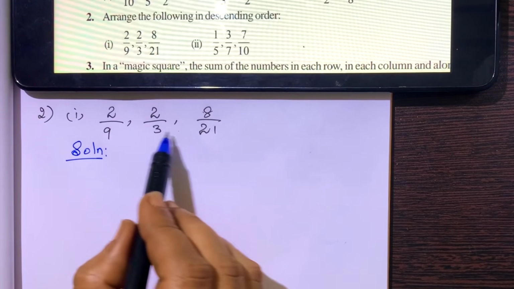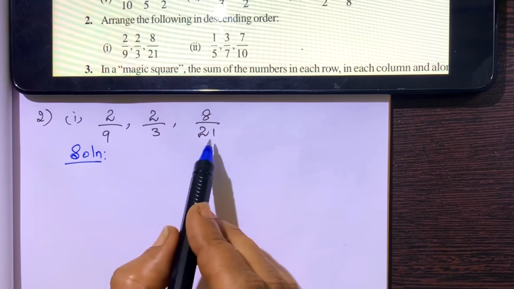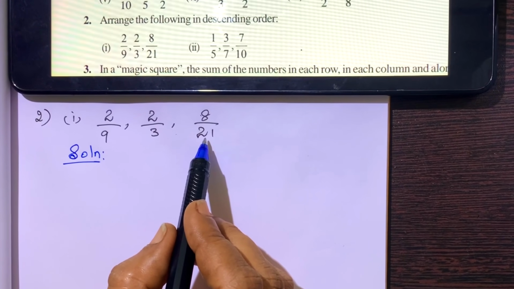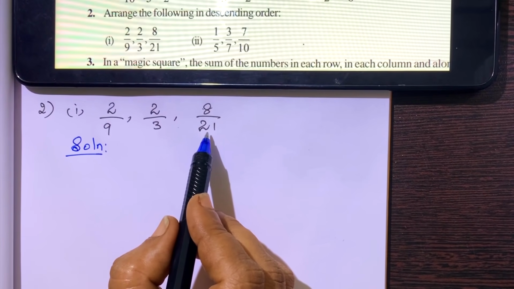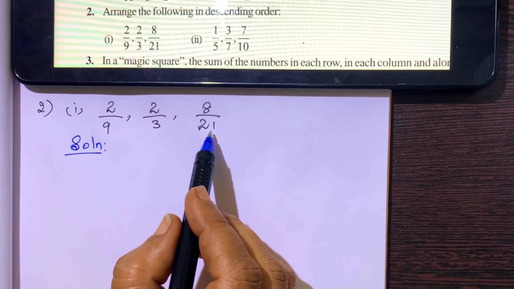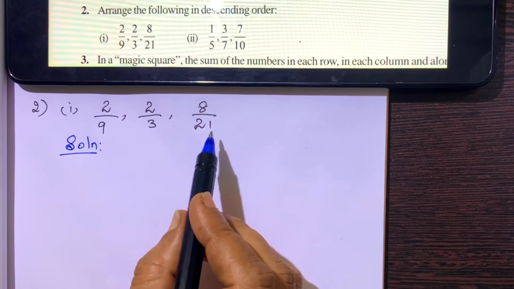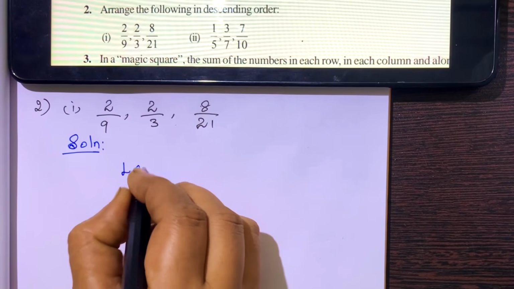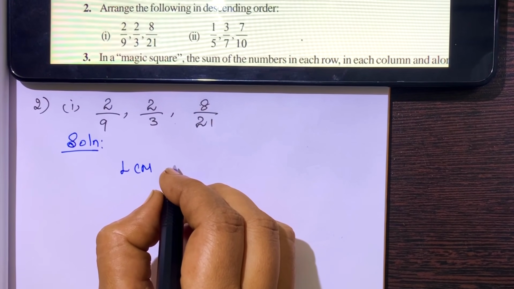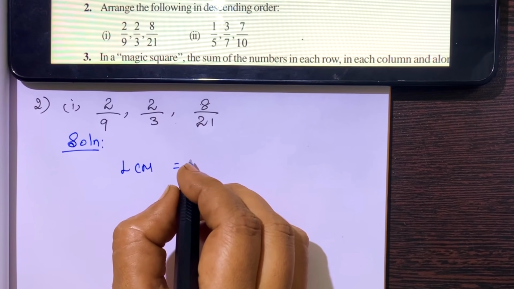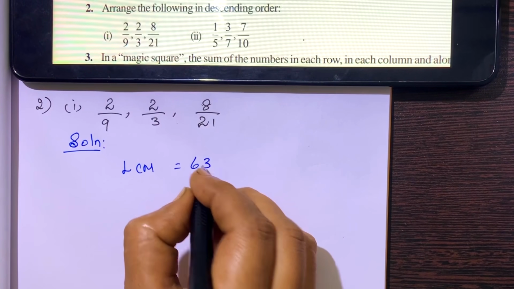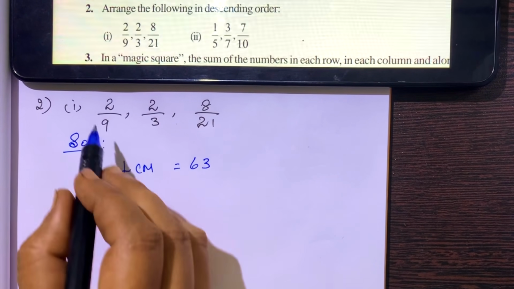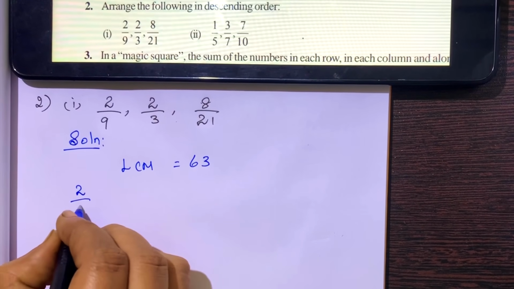See here, all are unlike fractions. The denominators are not equal. So you have to make the denominators equal so that you will get like fractions. So here also you have to find out the LCM. You know very well how to find it out. The LCM is 63.